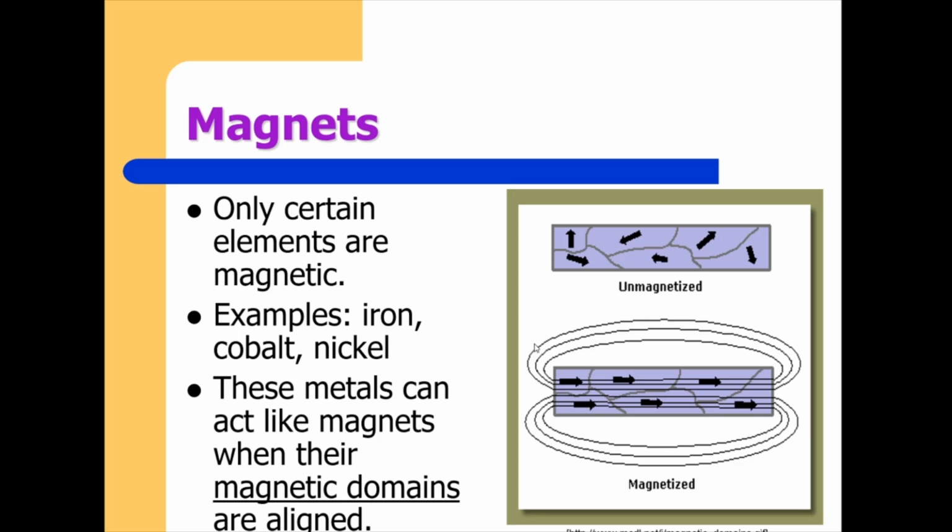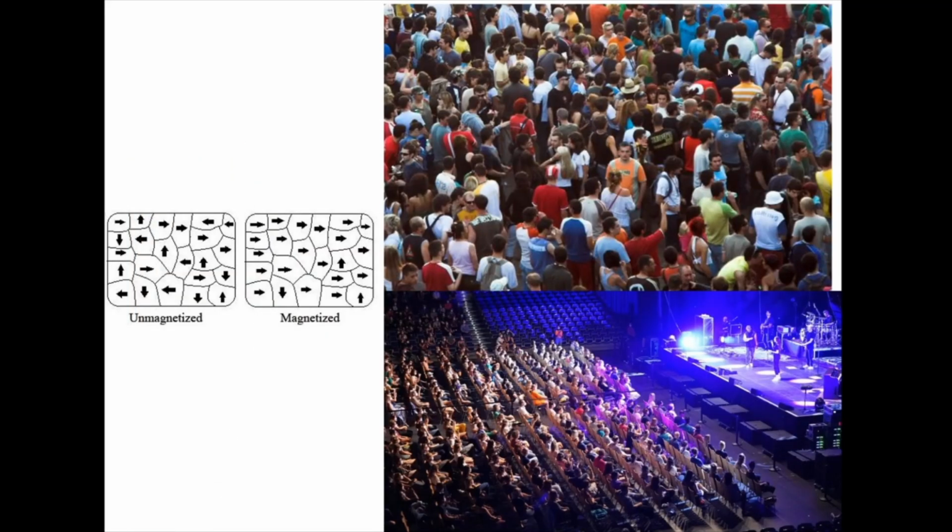To create an analogy for that, I like to compare this to a crowd of people. Taking a look at this upper image, all of the people are looking in different directions. You might have a couple of people looking in one direction, but there are a lot of people facing all sorts of different directions. You can compare each person to an atom in a certain metal or substance, and they're all facing different directions. So that's like an unmagnetized object.